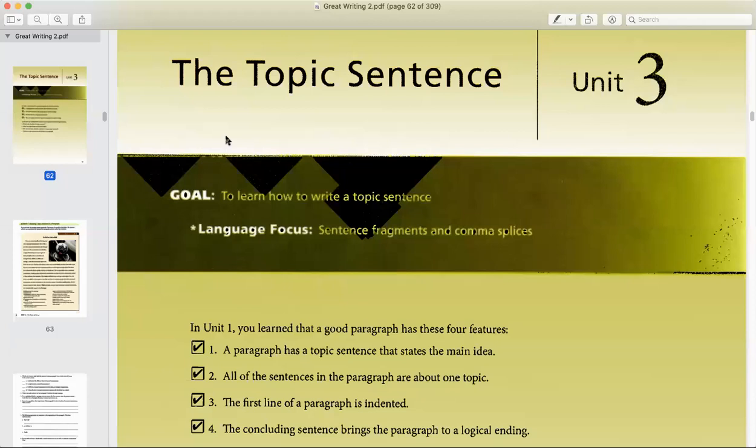Today we are moving into Unit 3 in our textbook, and that is about the topic sentence. If you'll remember, in the last video, we went over Unit 2, and we talked about brainstorming and mind mapping and how to prepare for writing. So the things you do before you start writing to get ready.